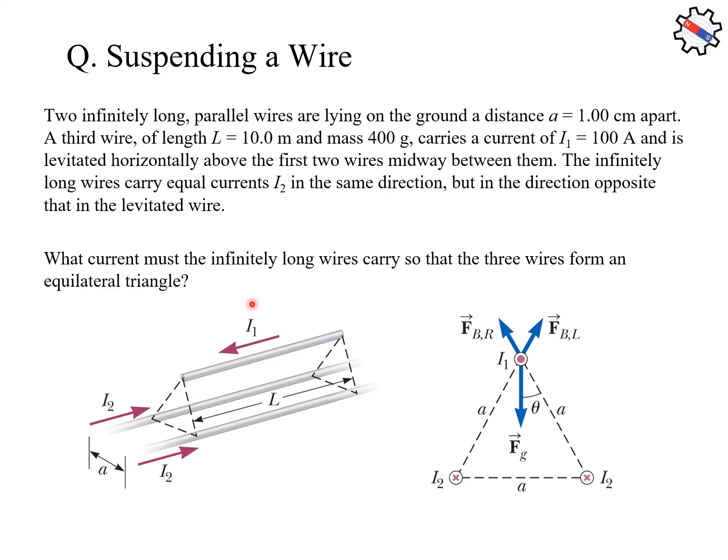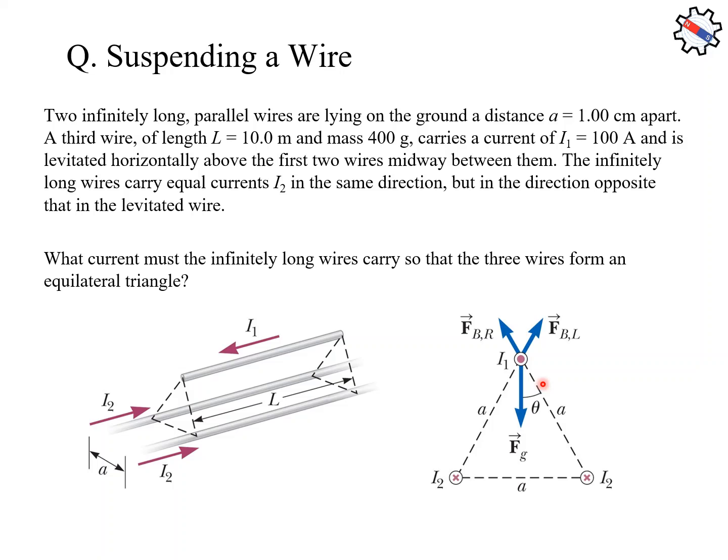There are 3 wires carrying currents involved in this problem. 2 are going into the page here as shown, I2. They're infinitely long, distance A apart. A is 1 centimeter. And they're causing this wire above them to be levitated between them. That's because it's carrying a current in the opposite direction.